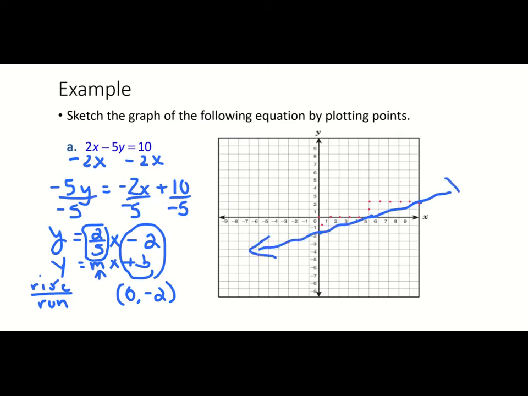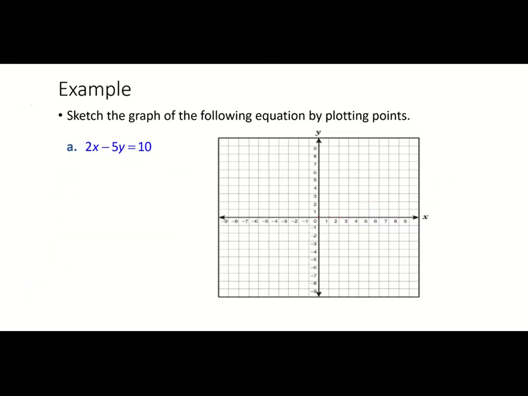All right, should be a lot straighter than that. I'm not very good drawing straight lines on here clearly. But that's how you would plot it using your slope-intercept. And now we're going to look at how to plot it just by getting some points on the graph.